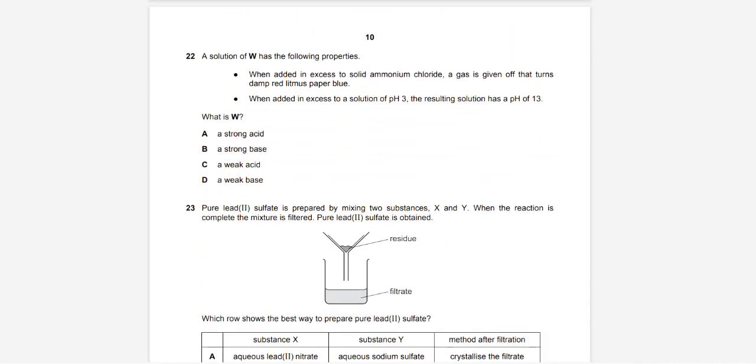A solution W has the following properties. When added in excess to solid ammonium chloride, a gas is given out that turns damp red litmus paper blue. When the red is turned blue, it means there is only one gas, which is ammonia. It's a base, it turns the red litmus paper blue.